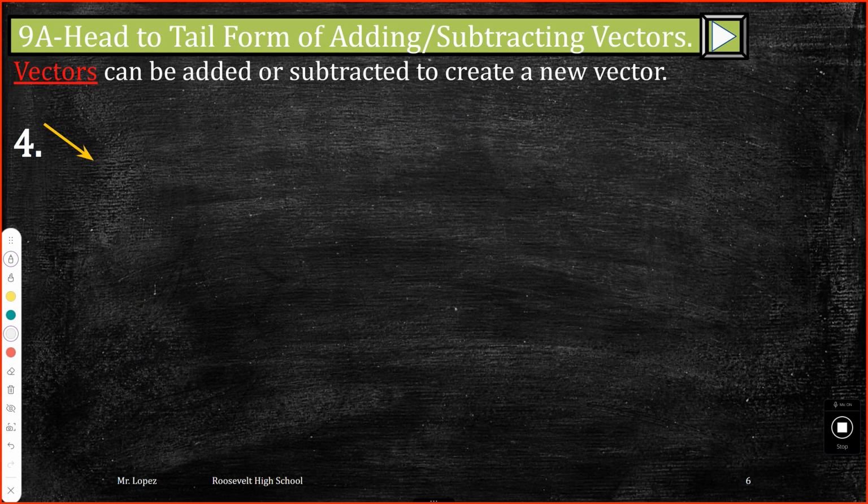All right. Say a vector goes like that. Say another vector goes like that. What is vector V added to vector W? How do you show it with those rays? Basically, you just put it head to tail. It's right here telling you, head to tail form of adding vectors.